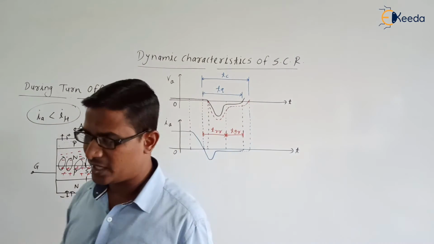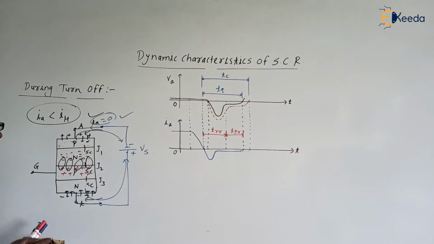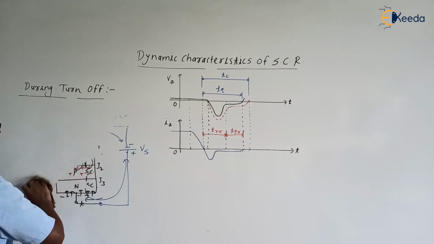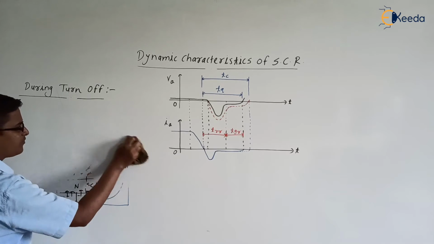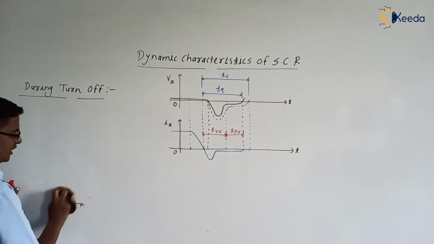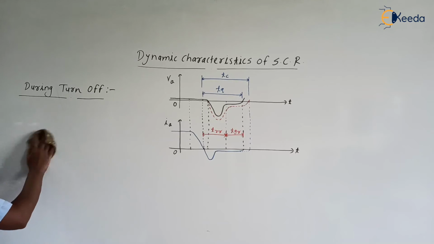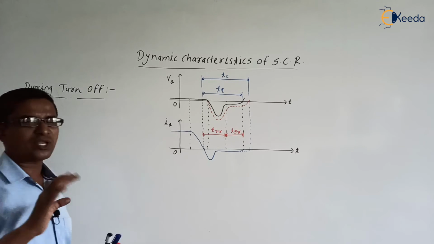So, a very important point. First of all we need to reduce the anode current to less than the holding current value, and second, we need to maintain the reverse voltage across the SCR for some time. What that time is, we are going to discuss.